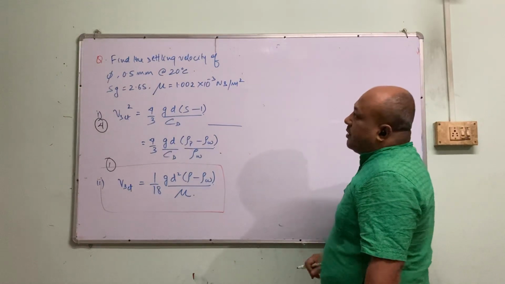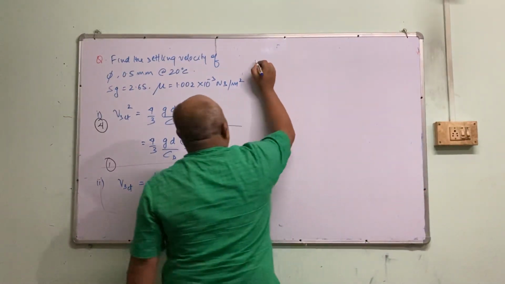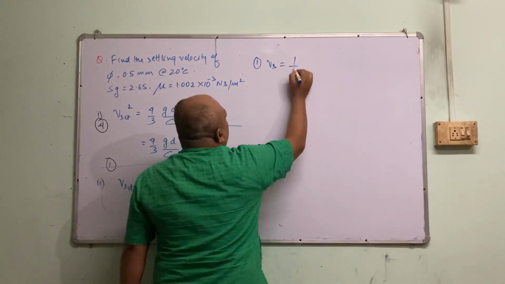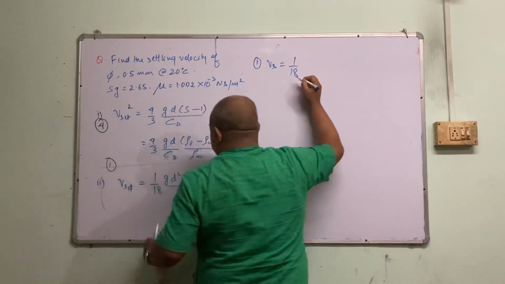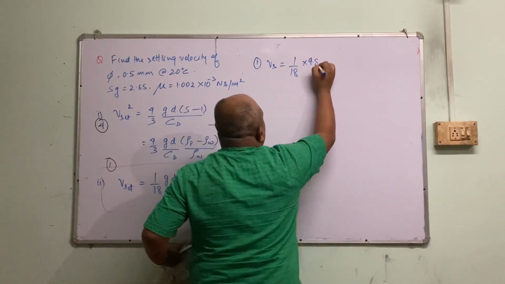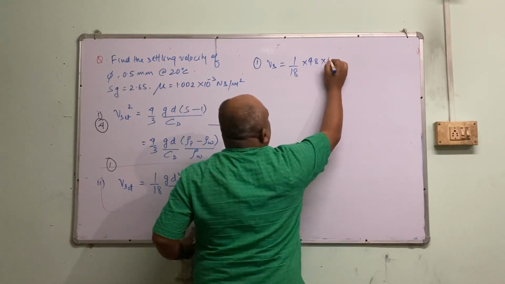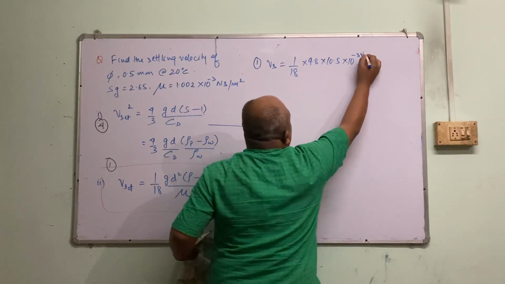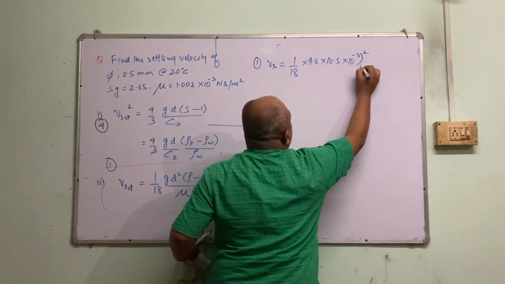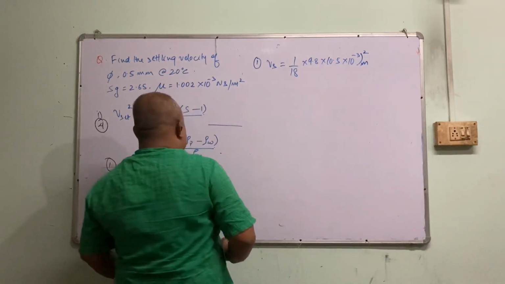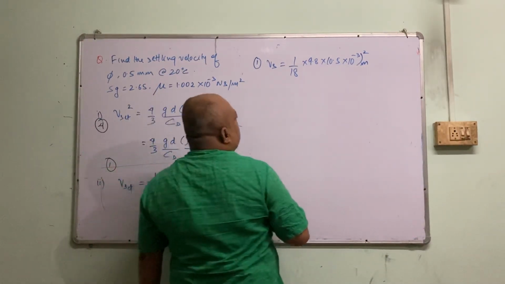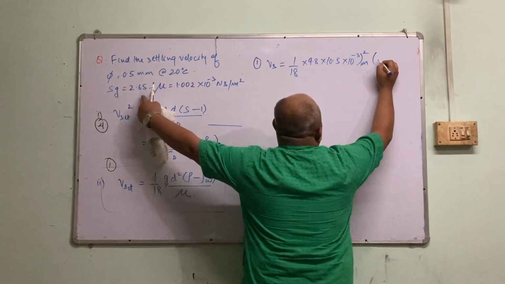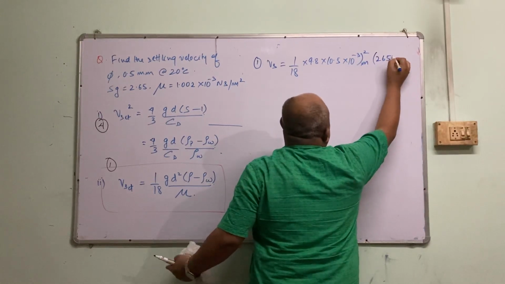For this equation, I told you, number one, settling velocity is equal to 1 by 18 g, 9.8, d square, (0.5 into 10 to the power minus 3) square. This is because we have to convert to meter units. Then density of the particle minus density of the water. Here, since the specific gravity is 2.65, density will be 2650.